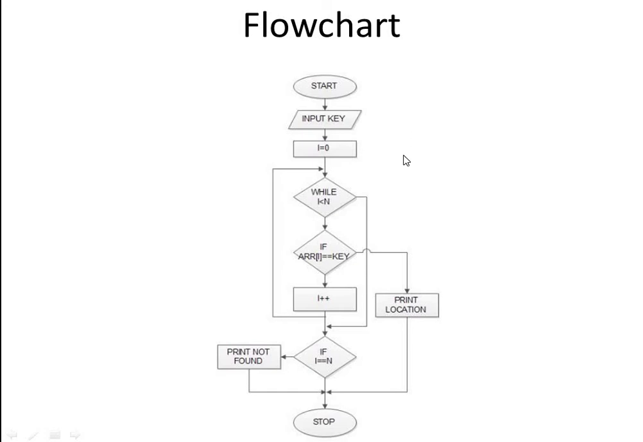This is the flowchart for linear search. First start, and then we will give the input, that is the input key, the element that we want to search for. Then the iteration begins from I equal to 0 and it goes till I less than n, that is till the last element. It will continue the iteration.